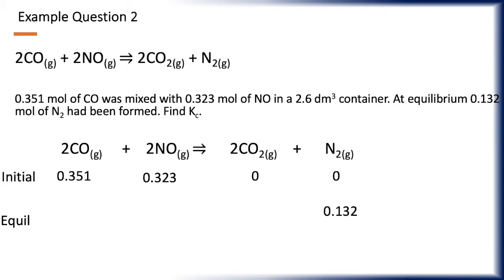We can now move on to example 2. And there it is. Also a gaseous reaction. So we could have used Kp, but the question is asking us to use Kc. So we've been told moles of carbon monoxide and moles of nitrogen monoxide in a 2.6 decimeter cubed container, and we now have formed 0.132 moles of nitrogen. Find Kc. So again, we pop those initial moles underneath the reactants, and we haven't had any products formed initially, and at equilibrium 0.132 moles of nitrogen.